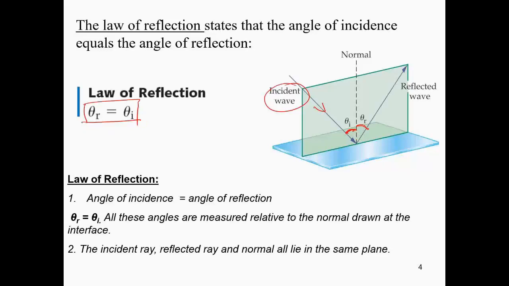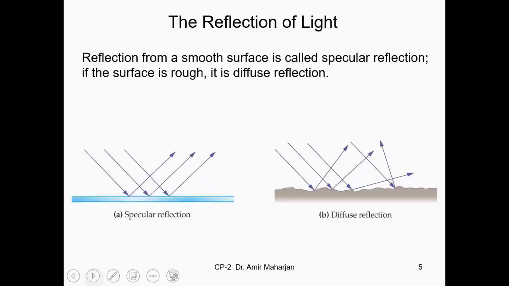The second part of this law is that the incident ray, reflected ray, and normal must all lie in the same surface, the same plane. See here, this incident ray, normal, and the reflected ray should all remain in the same plane. This is the plane in which they all lie. That's what it says.